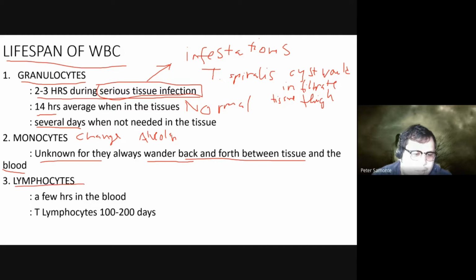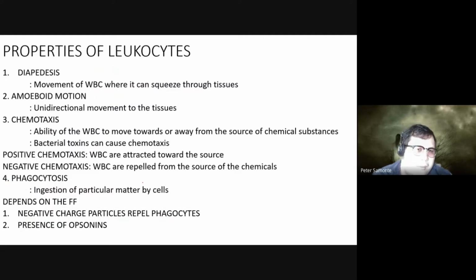Then for the lymphocytes, they usually last a few hours in the blood. But for your T lymphocytes, they have a lifespan of 100 to 200 days. Now, the properties of leukocytes. Number one would be your diapedesis, which is the movement of WBC where it can squeeze through the tissue. That is why, class, yung WBC nyo is very flexible when there is an infection.